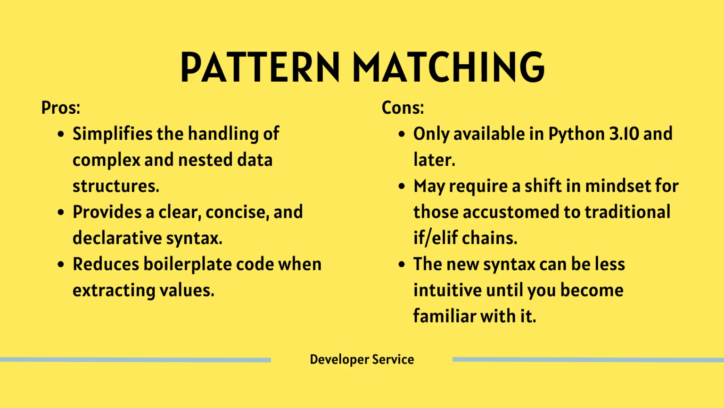So what are the pros and cons of pattern matching? On the pro side, it simplifies the handling of complex and nested data structures. It provides a clear and concise declarative syntax, and it reduces the boilerplate code when you need to extract the values as you just saw. On the con side, it's only available in Python 3.10 and later, obviously. It requires a shift in mindset when you're used to doing the traditional if and else chains, and the new syntax can be a bit less intuitive, at least until you become familiar with it. After that, it becomes quite powerful.